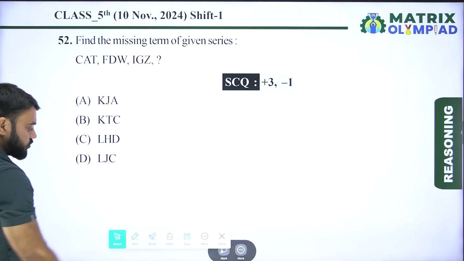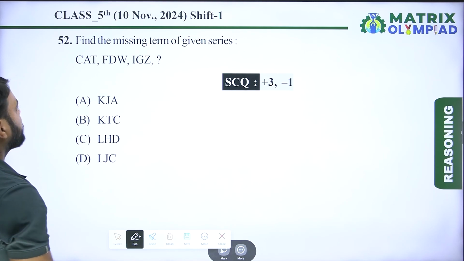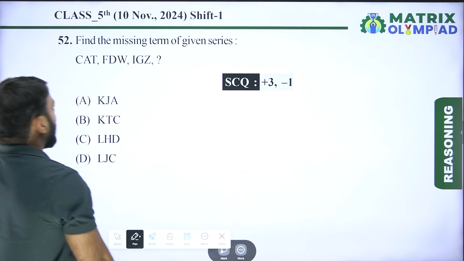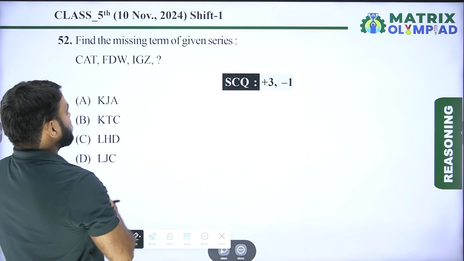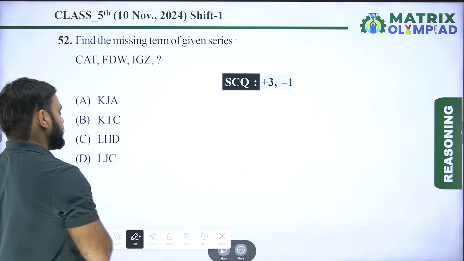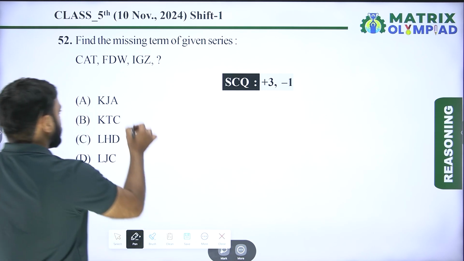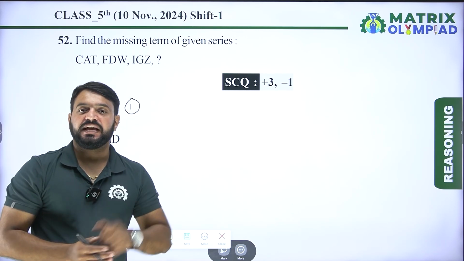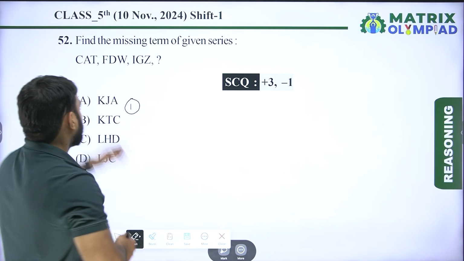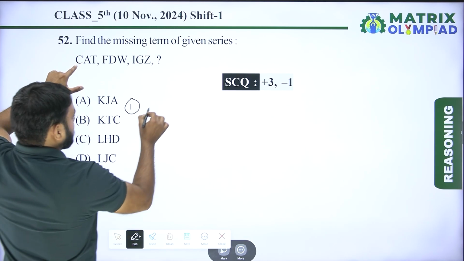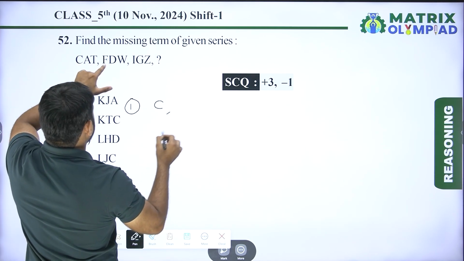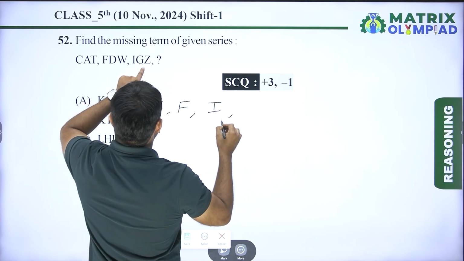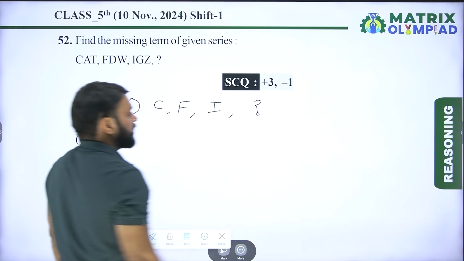Now the next question is question number 52. Find the missing term of the given series. The series is CAT, FDW, IGZ, and after IGZ the next term is missing. First, find the pattern of the given series. First take the first alphabet of each term. The first alphabet of the first term is C, of the second term is F, of the third term is I, and of the fourth term is missing.